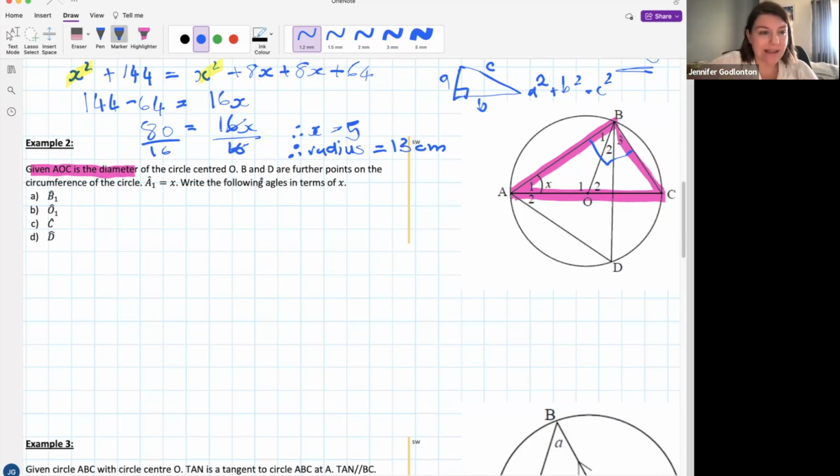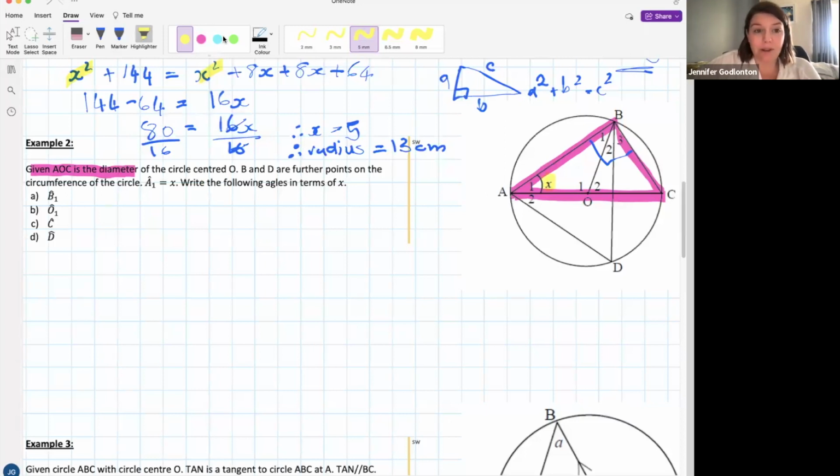Let's look at what other things they tell us. They also tell us that A1 is equal to X. Cool. So we know now that this angle here is X. And then we are being asked to give a few things.